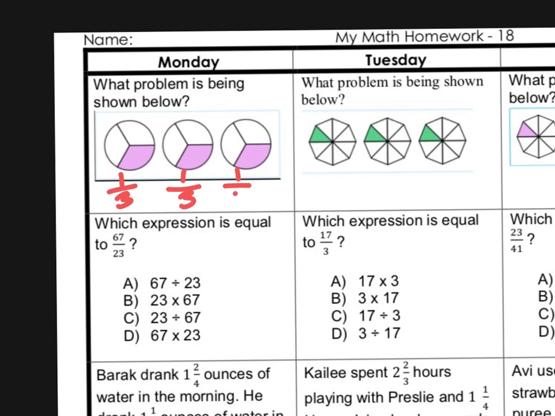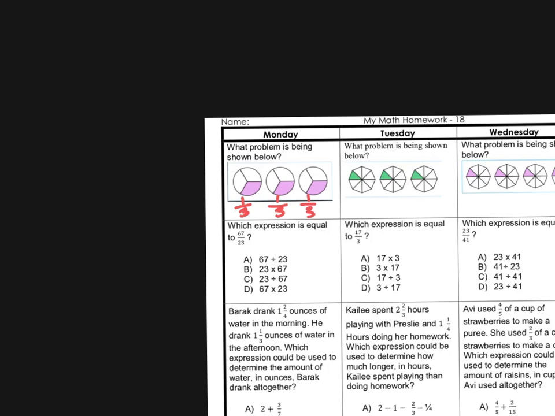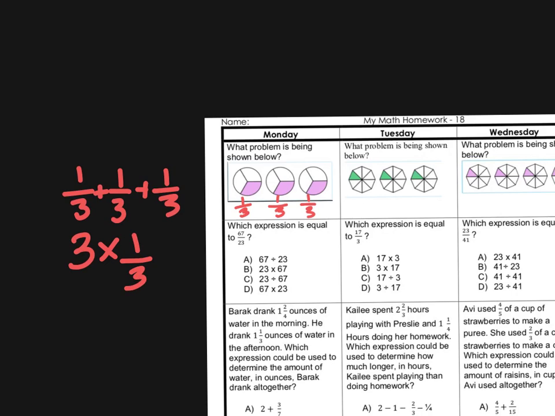So you have two options. One of the problems is going to be a third plus a third plus a third. That's a problem. Or you could say 3 copies of 1/3. That's multiplication with fractions. So there's a third 3 times. That's why you write 3 times 1/3, because that's 3 copies of 1/3.